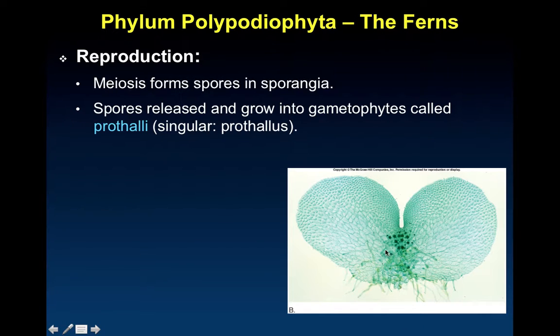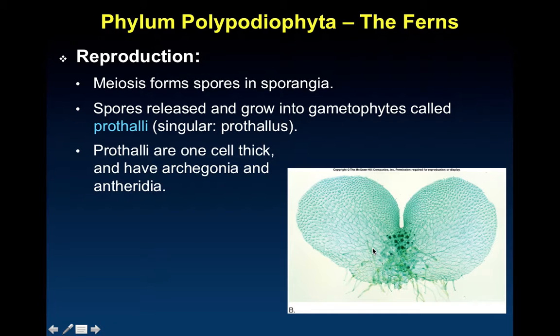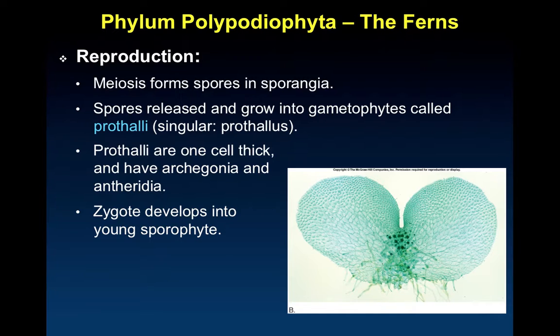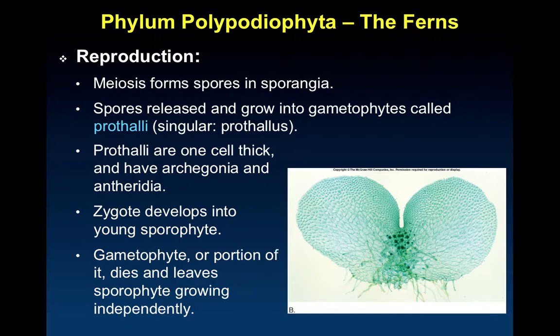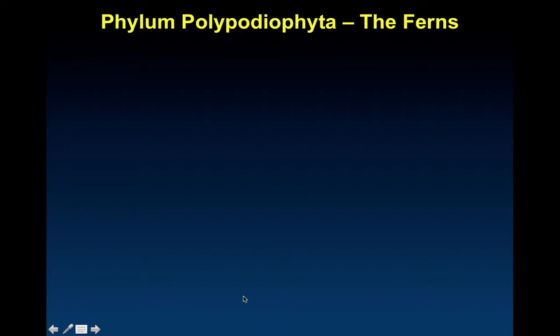Some little roots, little stem that grows out kind of flat under the ground or right along the surface of the ground. They're only one cell layer thick. They're very, very fragile. And they can have archegonia and antheridia at the same time. Like we've seen before, the archegonia has the egg, the antheridia has the sperm. If there's water, it can swim, make a zygote, and the zygote develops into the young sporophyte. The gametophyte, most of it's going to die, and the sporophyte will grow independently up out of the ground into that fiddlehead or crozier that we see.